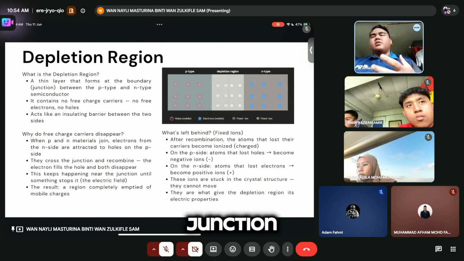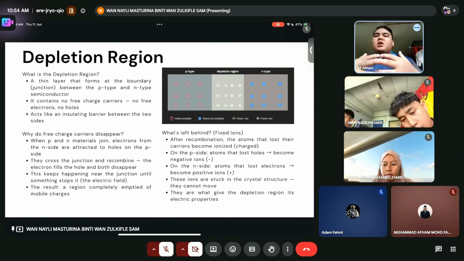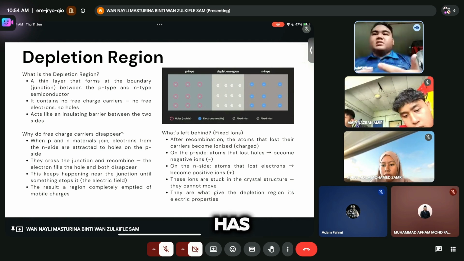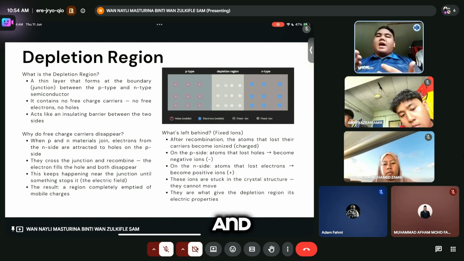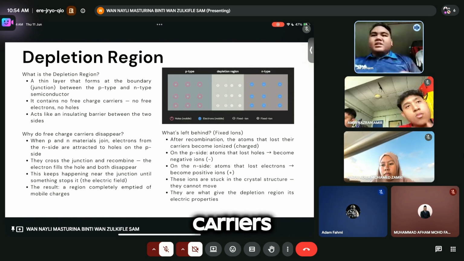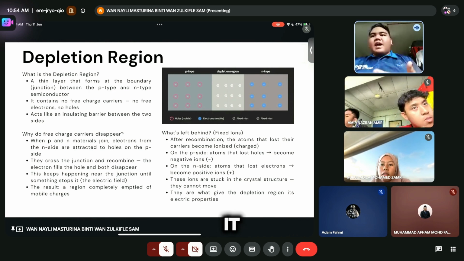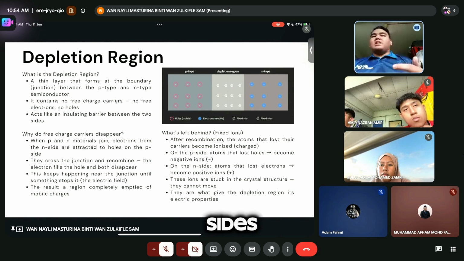For the depletion region, what happens when we join a P-type and N-type semiconductor together? Right at the junction, a thin layer forms called the depletion region. This region has no free electrons and no holes, and it is completely empty of mobile carriers. We can think of it as a barrier sitting between the two sides.